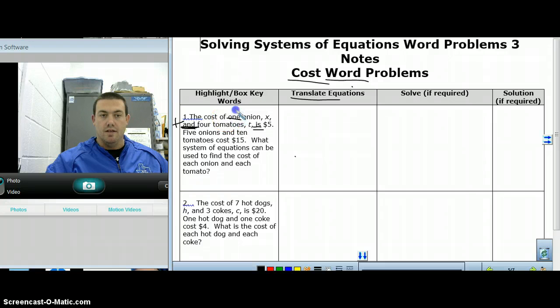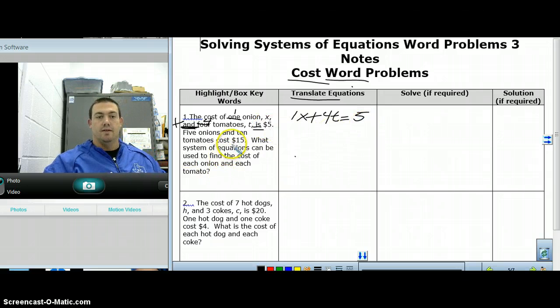So obviously 1 onion would be 1x. The word "and" tells me a plus sign. Then I see the word 4 tomatoes. So 4, we're going to use T for tomatoes. And then the "is" word is the equal symbol, and that's going to be $5. And that's an equation, ladies and gentlemen. All right? So that's the first equation.